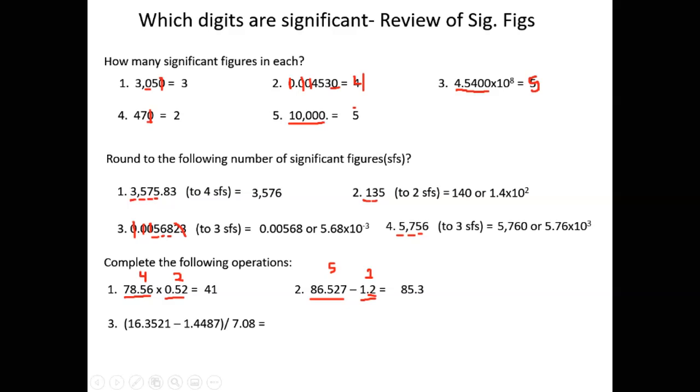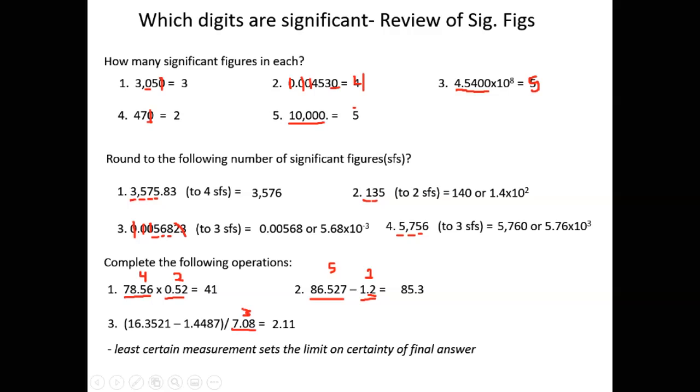Finally, we have a combination of subtraction and division. So when you have a combination of operations, you want to look at one of the original numbers in the problem, and see which one has the fewest significant figures. So since 7.08 has 3 significant figures, that means our answer should have 3 significant figures, so 2.11.